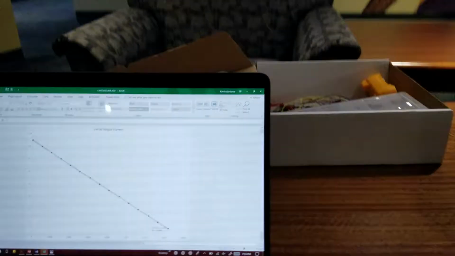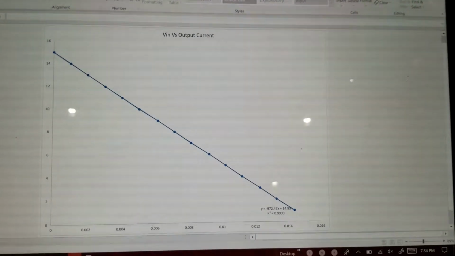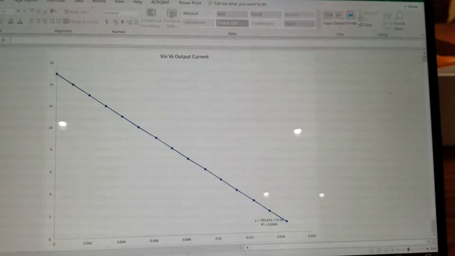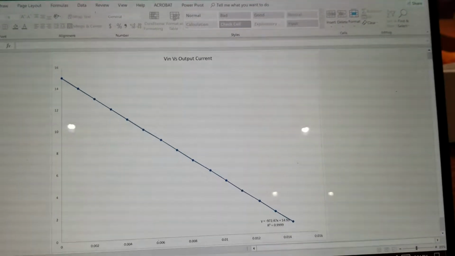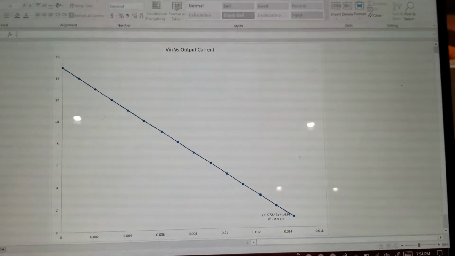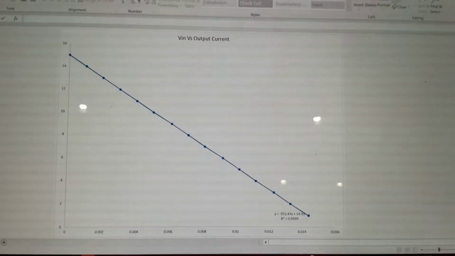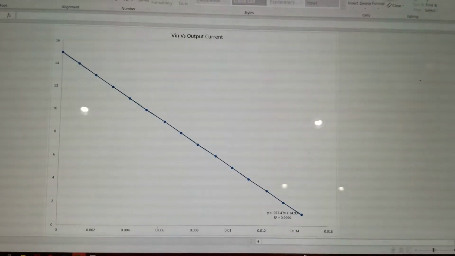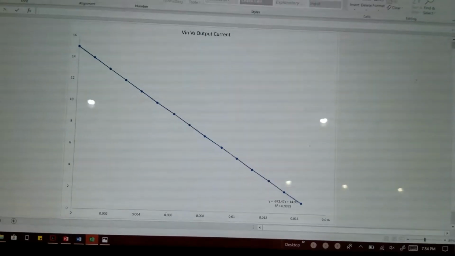Here, on this computer, we see the relationship between the voltage coming in as well as the output current. As you can tell from the slope, it is pretty similar to the load resistance that we are using for this circuit. Here it says it's around 972 ohms, while the resistor we used was 1 kilo ohm plus or minus 5%. It's a linear relationship because of Ohm's law.